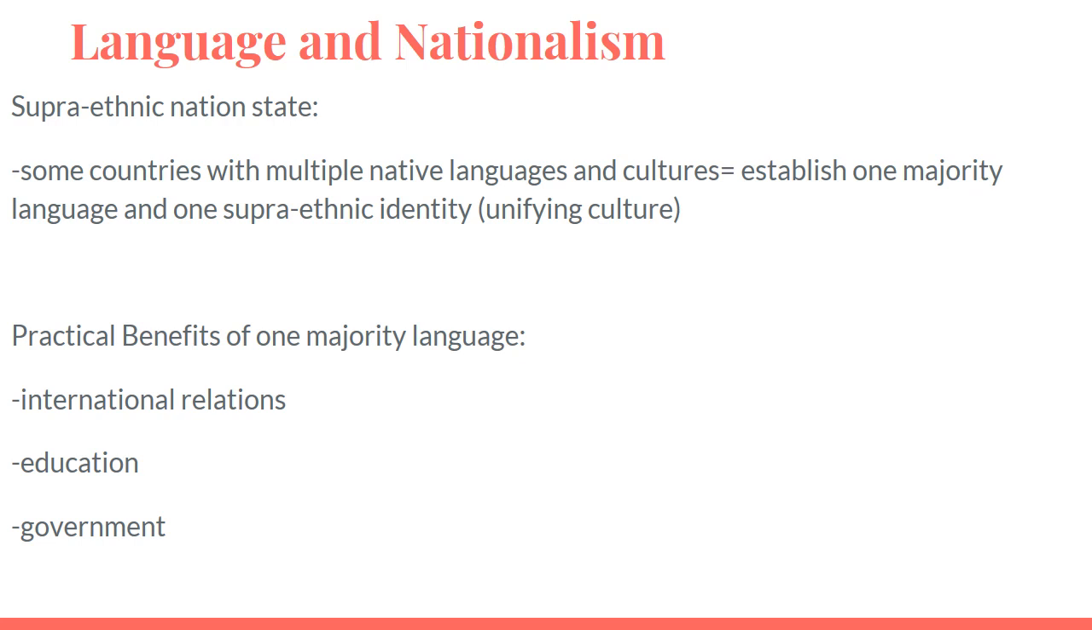So Baker also defines different terms under nationalism. A supra-ethnic state is when a country has several different ethnic groups, but they end up trying to choose one unifying language and one unifying culture or cultural identity in an effort to try to unify the country. An example of this might be in some countries in Africa where there's many different tribal languages and many different tribal cultures and traditions.